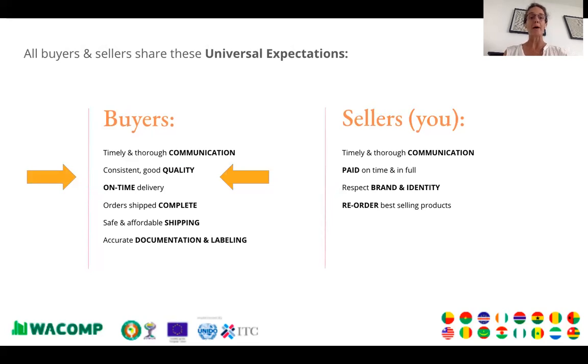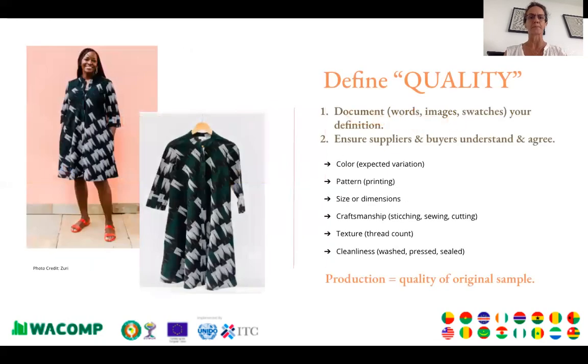So really, how do you make sure that you have consistent quality and on-time delivery? Because these are the foundations of being successful in the export market. You achieve those with 2 things: having a really good definition of what quality is and having a good production planning tool so that you can deliver your orders on time. So let's review both of those.